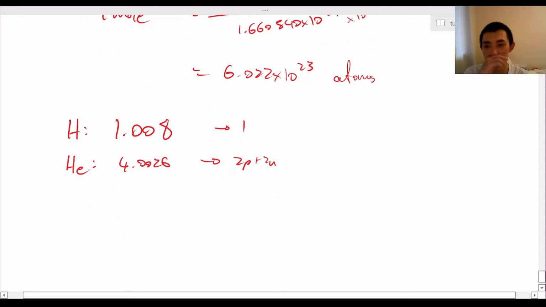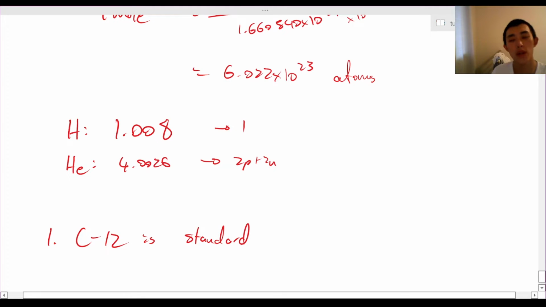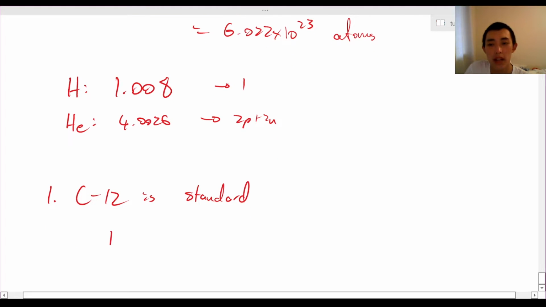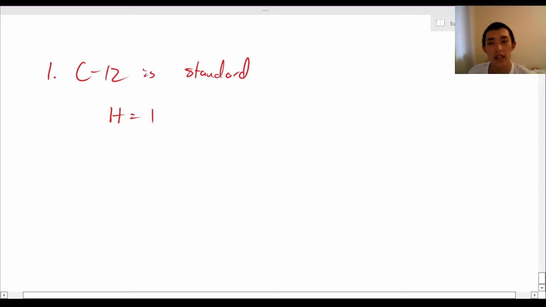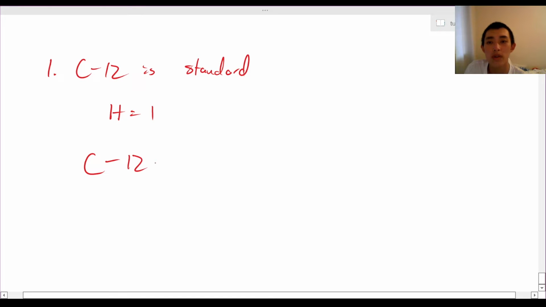There are 2 reasons for this. We'll go through the first reason, which is that carbon-12 is the standard. For some reason, I don't know why, they could have let hydrogen equal 1, but they didn't. They decided to say carbon-12 is equal to 12 AMU. Probably because carbon-12 is more readily accessed.